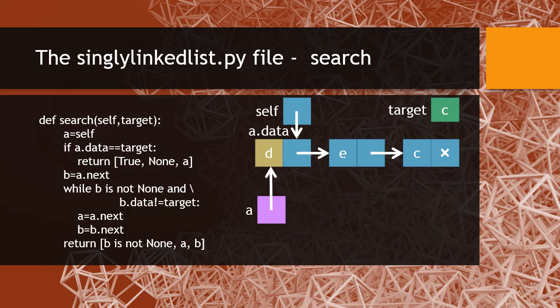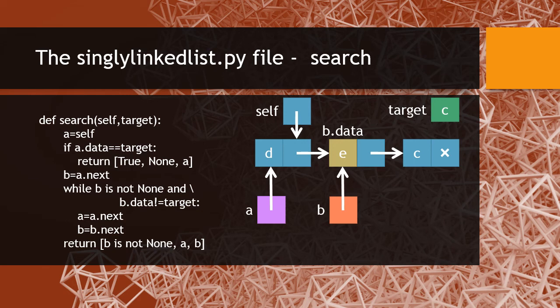B is equal to A dot next. What is A dot next? A dot next is pointing to the second node. B should point to the same place. Next we move into the body of the while loop. While B is not none, this is true, B is pointing to a node, and B dot data is not equal to target. So what is B dot data? B dot data is E, which is not equal to target. So the second condition of the while is also true.